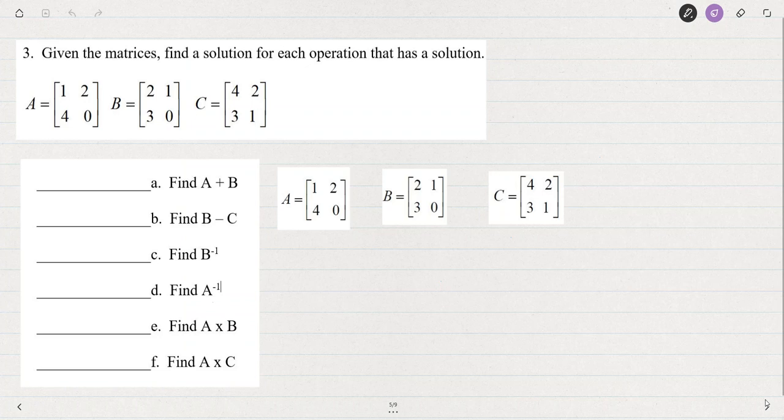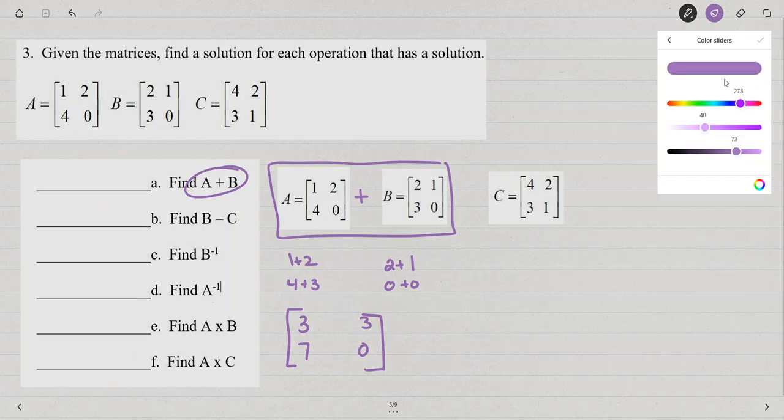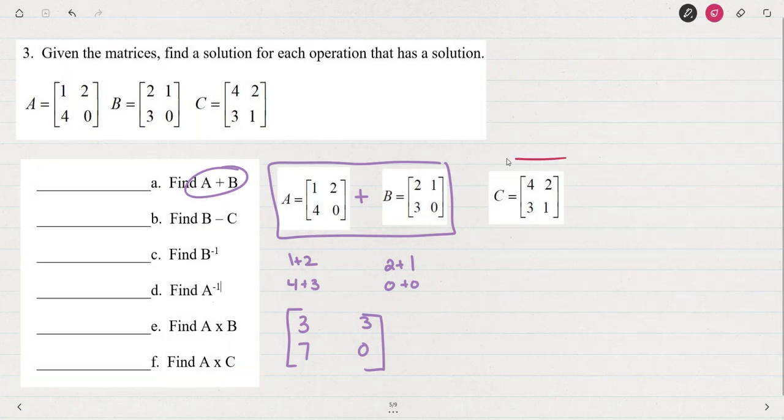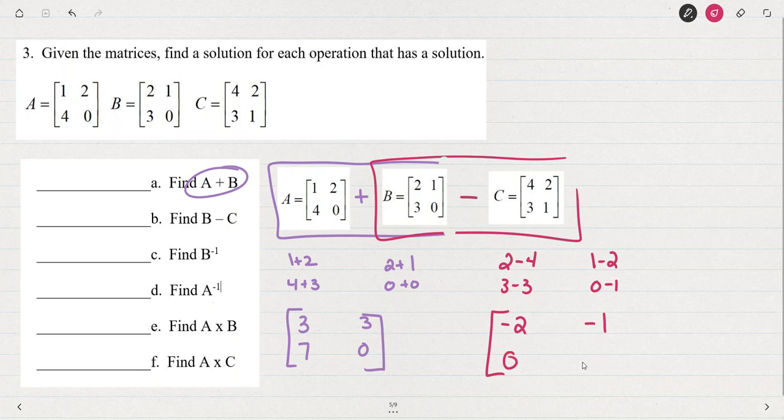If you flip to the next page of your handout, or if you flip over to the back, if you copy this on 2 sides, we see a few more examples. Here again, we've got an A plus B, so A plus B, 1 plus 2, 2 plus 1, 4 plus 3, and 0 plus 0. That would yield a 3, 7, 3, 0. And then if I did the B minus C, that will yield 2 minus 4, 1 minus 2, 3 minus 3, 0 minus 1, or in other words, -2, -1, 0, -1.